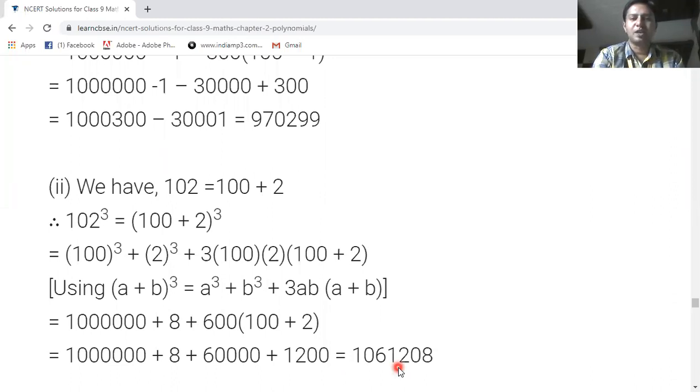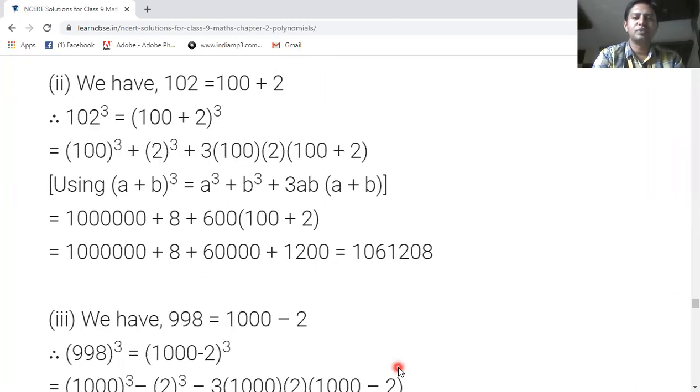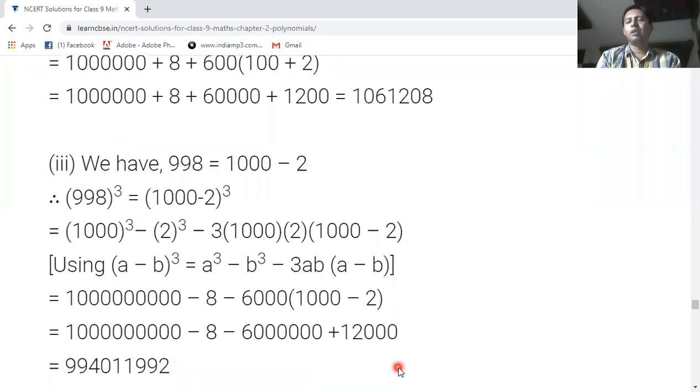Now the last part of this question is 998. We'll substitute it as 1000 minus 2. Again, we'll apply the identity of (a − b)³ = a³ − b³ − 3ab(a − b). Instead of a, we'll substitute 1000. Instead of b, we'll substitute 2.